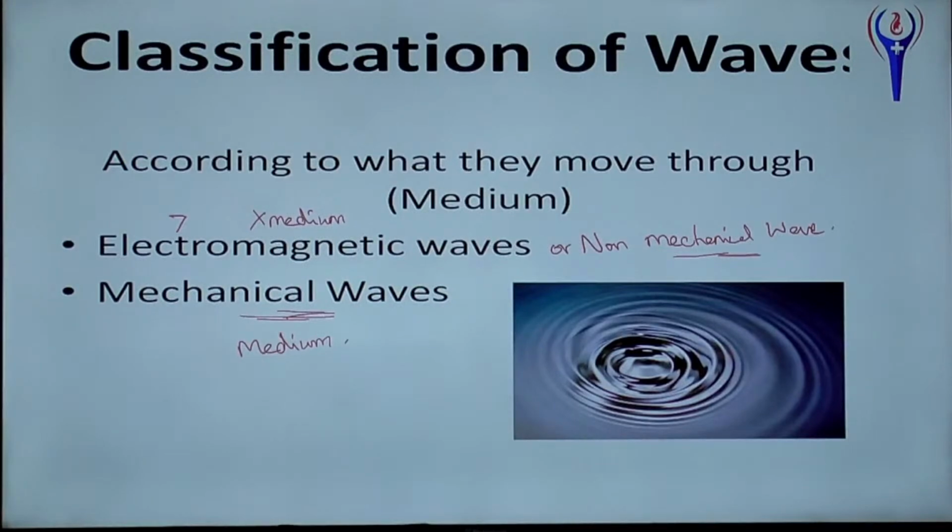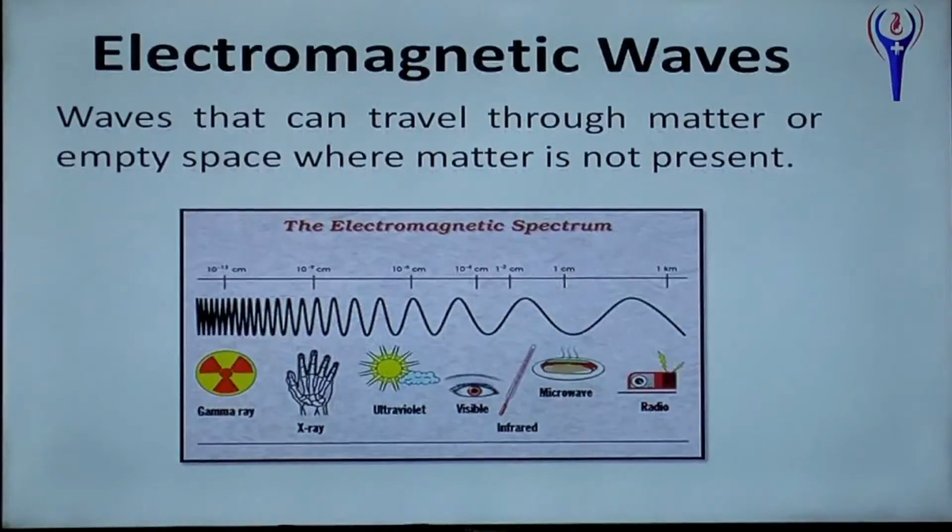So what are electromagnetic waves or non-mechanical waves? It is a wave which does not require a material medium for propagation. And a mechanical wave requires a medium or material medium for propagation. That is a mechanical wave. And see, this one we discussed already. Waves that can travel through matter or empty space where matter is not present. Matter means medium. Medium is not necessary. No material medium is necessary. That is an electromagnetic wave or non-mechanical wave.